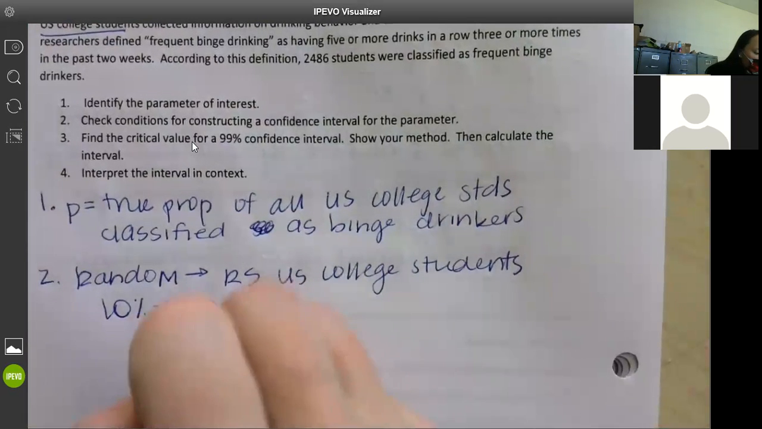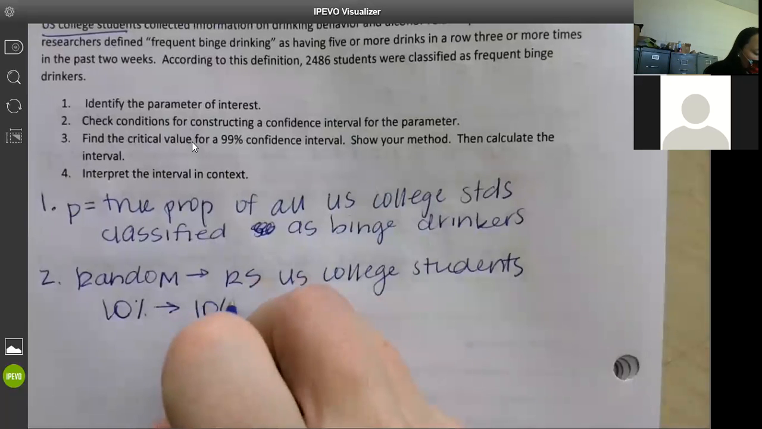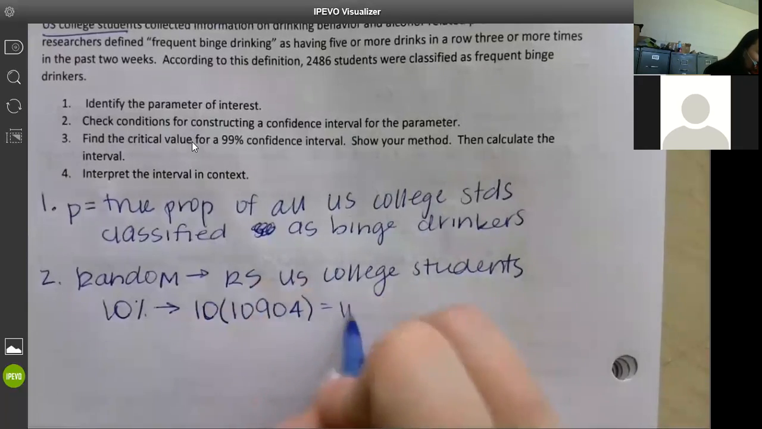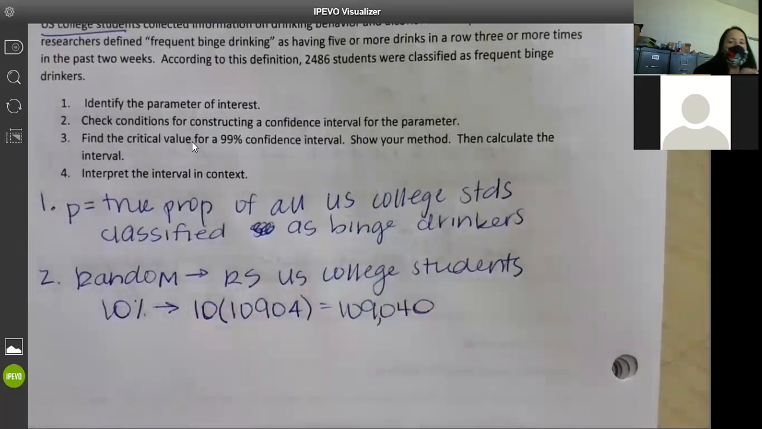So we're doing 10 times, what was our sample size? Do you think that there's more than 109,004 U.S. college students? Yes.